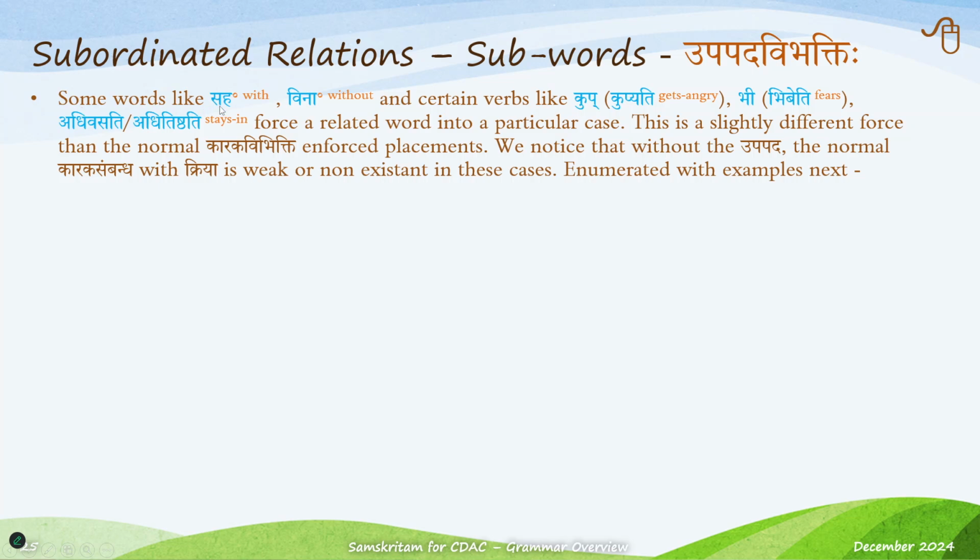Some words like saha, with, vina, without, and certain verbs like kup, gets angry, kupyati, gets angry, bhi, bhibeti. One conjugated form is shown, but the dhatu is bhi, dhatu is kup. The dhatu is the force of that subordination. Kup, kupyati, bhi, bhibeti are meanings that contain similar meanings, other dhatus in the similar class.